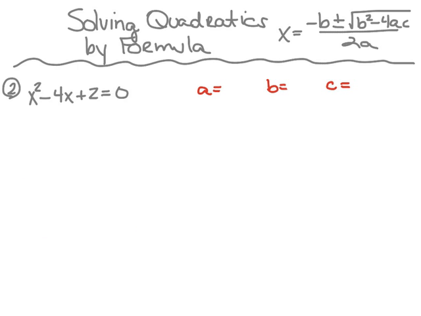Alright, example number 2, we have the quadratic x squared minus 4x plus 2 equals 0. We're going to use the quadratic formula to solve this equation. Notice how it's equal to 0. Also notice that the quadratic is in standard form.